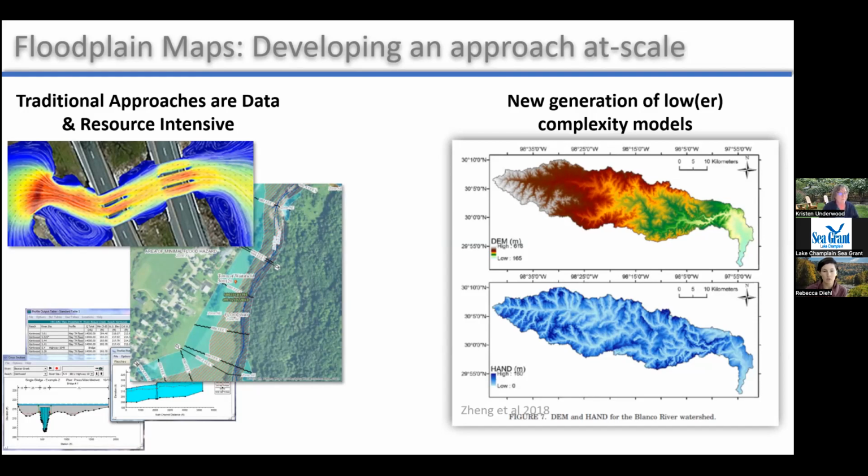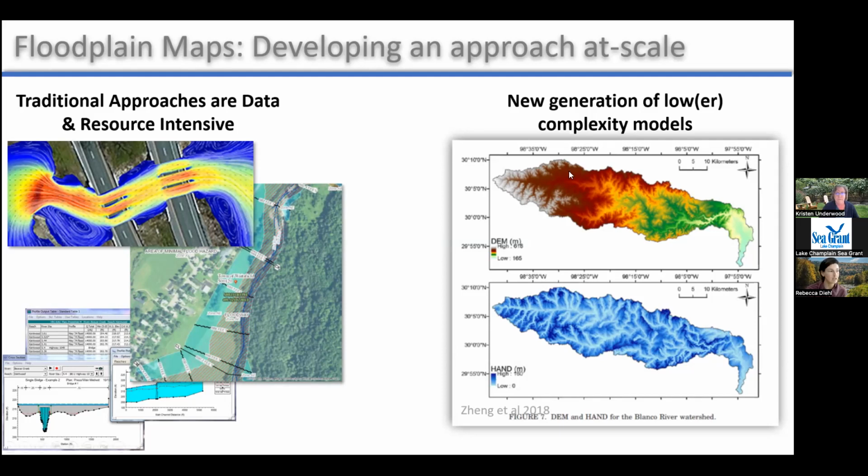So instead, we look to a new generation of what we call lower complexity models that typically simplify hydraulic processes. And in the case of what we ended up using, take advantage of the existence of high resolution, widely available information on topography. So the approach that we used relies on what we call a HAND map, which stands for height above nearest drainage, or essentially the elevation above the channel bottom.